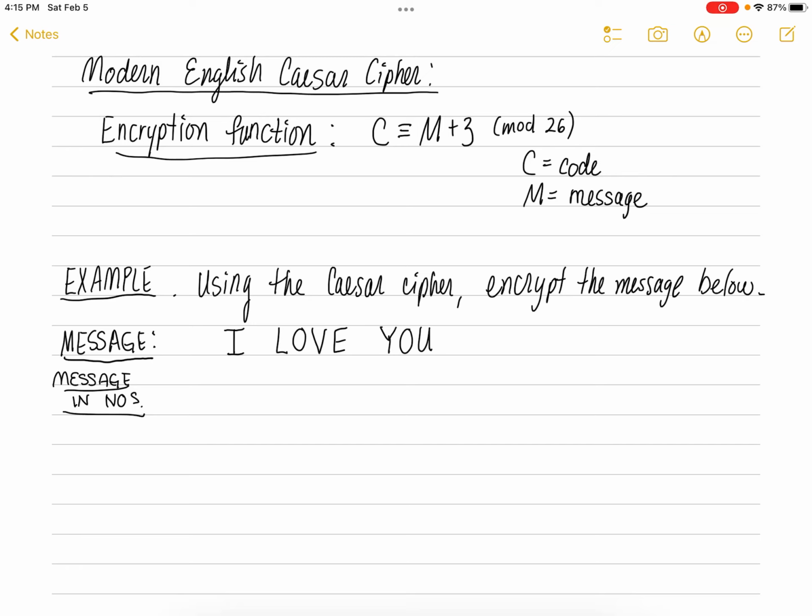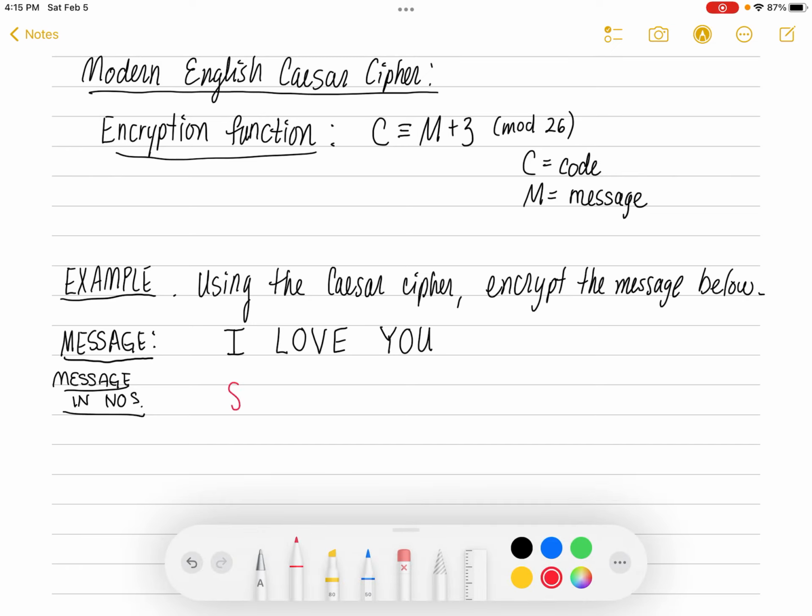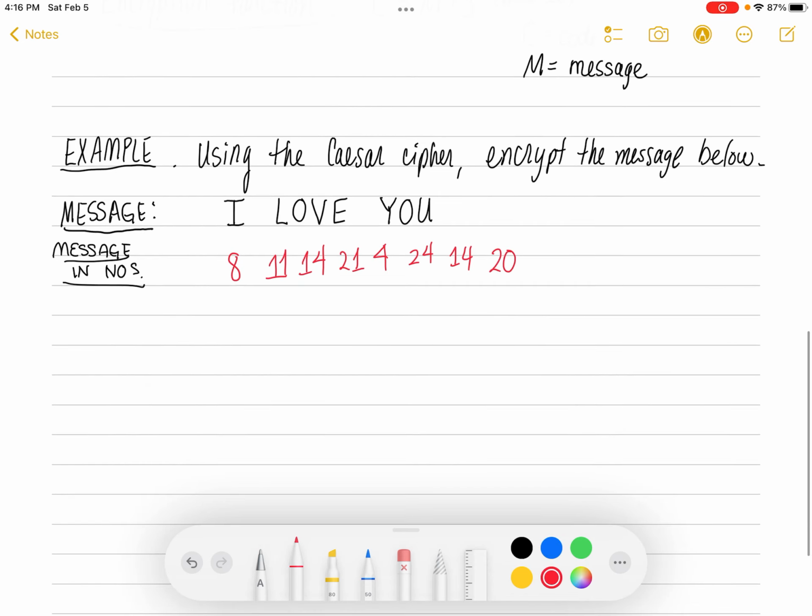So I is going to be 8. L is going to be 11. O is going to be 14. V is going to be 21. E is going to be 4. Y is going to be 24. O, we already said, was 14. And U is going to be 20.